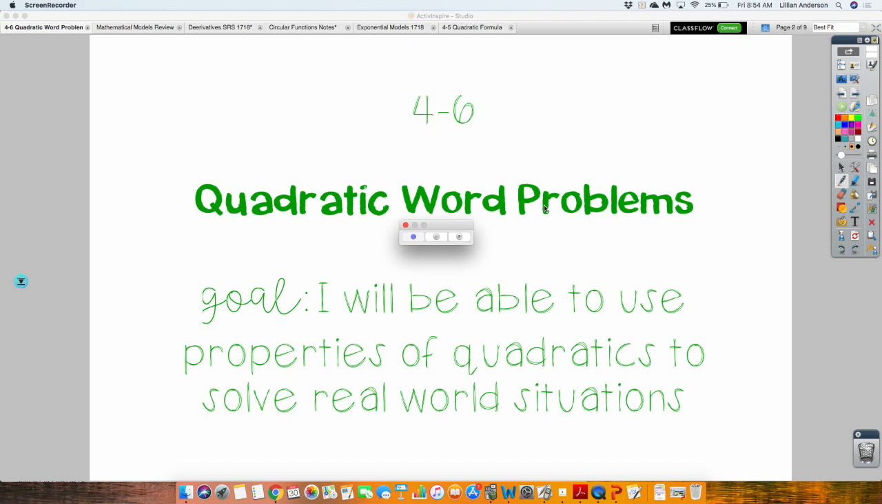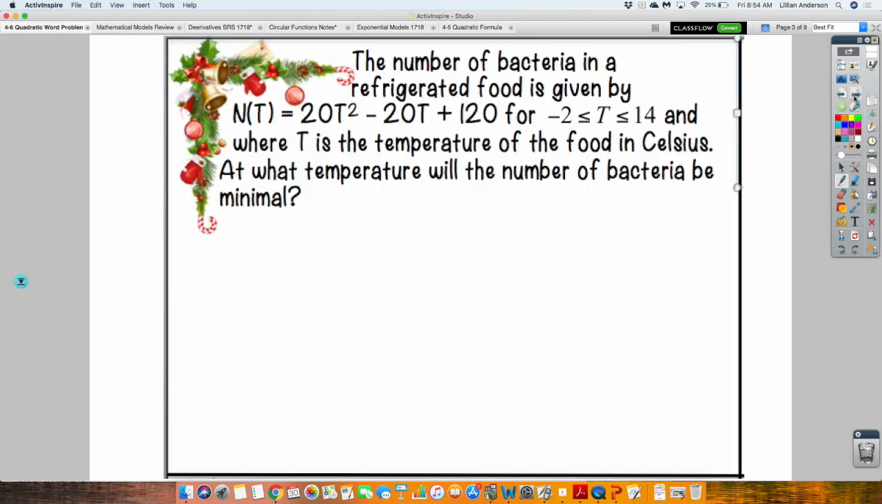You have the equation right there. This basically tells you the restrictions of the temperature of your food. It's going to be between -2 and 14. At what temperature will the number of bacteria be minimal?